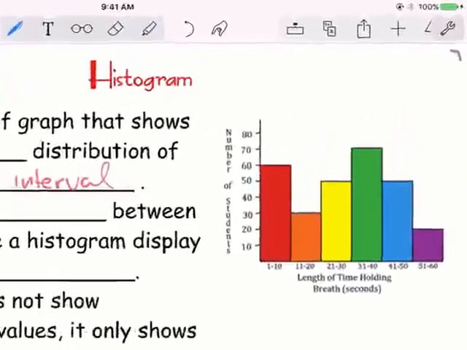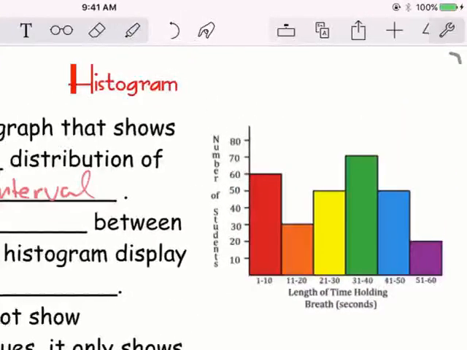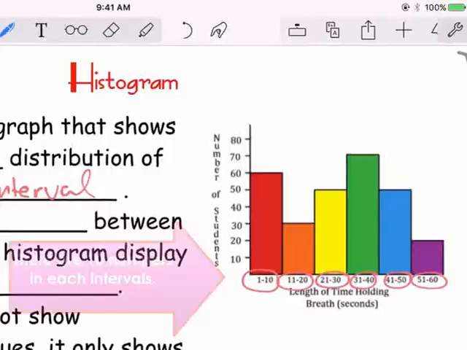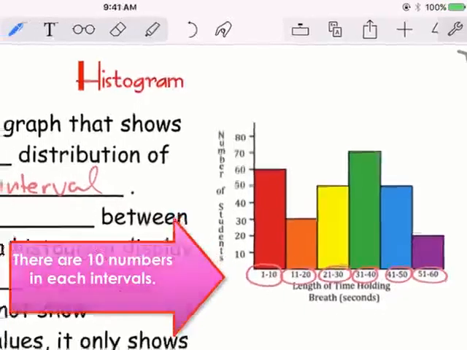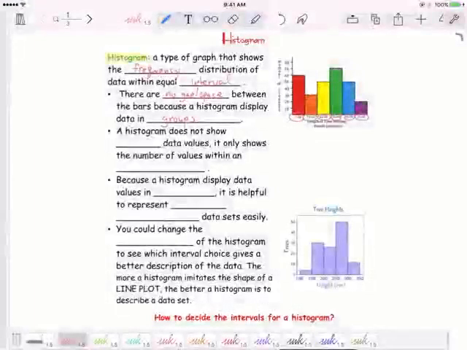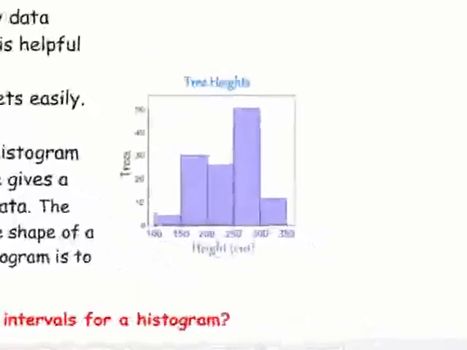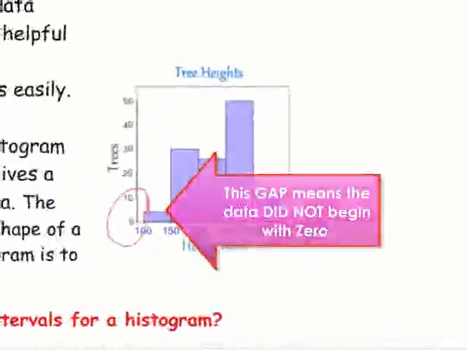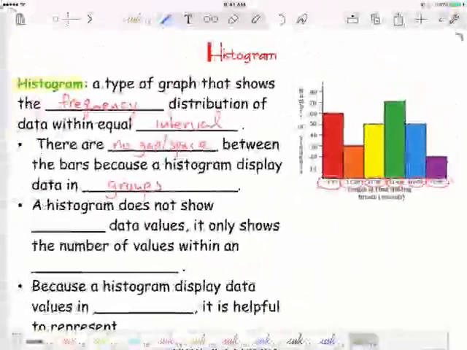Let's take a look at the histogram on the right to see what equal intervals mean. The intervals used on this histogram are 1 to 10, 11 to 20, and so on. And there are 10 numbers grouped together in each interval. Unlike a bar graph, there are no gaps or space between the bars in a histogram because it displays data in groups. See, both examples on the right have no gaps in between the bars except at the front where numbers don't begin with 0. Furthermore, a histogram does not show specific data values.